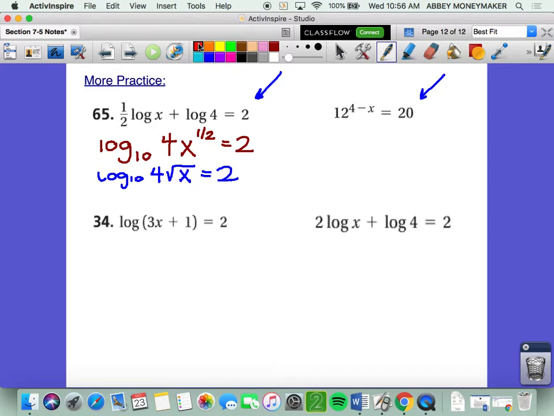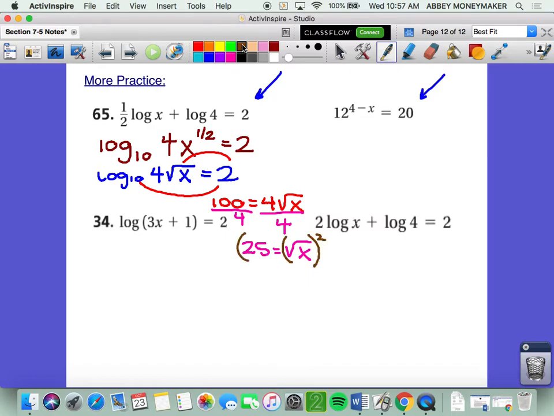Circle. 10 to the second equals 4 square roots of x. So 100 equals 4 square roots of x. Divide by 4. 25 equals the square root of x. What do I do to solve for x? Square both sides. Good, Lily. What does x equal? 625. That wasn't bad.